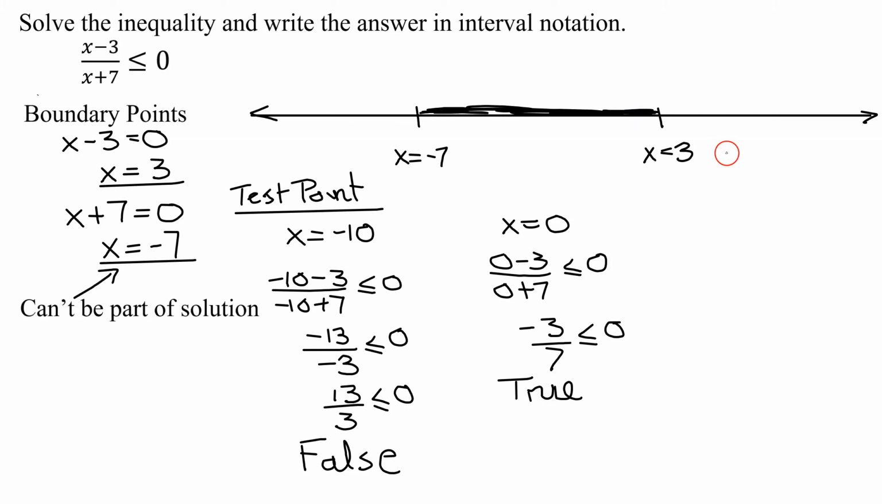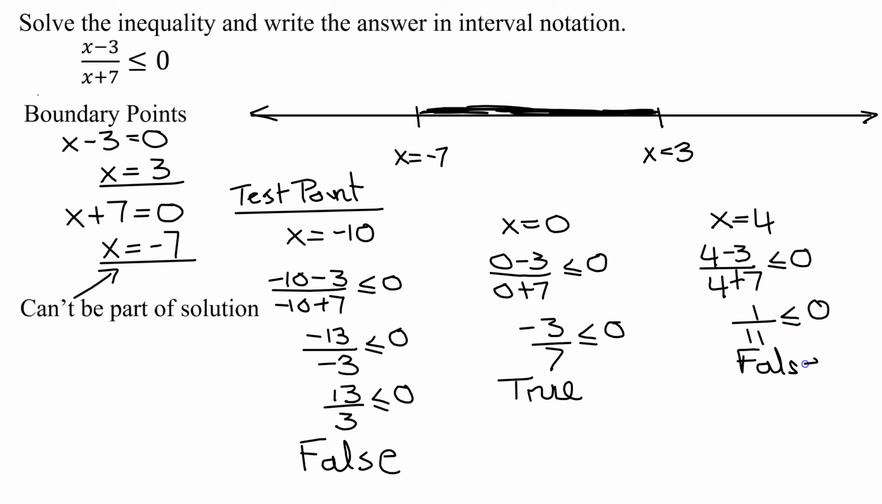And now let's pick a point greater than 3. How about 4? Plug it again into our inequality. (4 - 3)/(4 + 7). Is that less than or equal to 0? Is 1/11 less than or equal to 0? Is a positive number less than or equal to 0? False. Do not want that region. So I need this region in here.